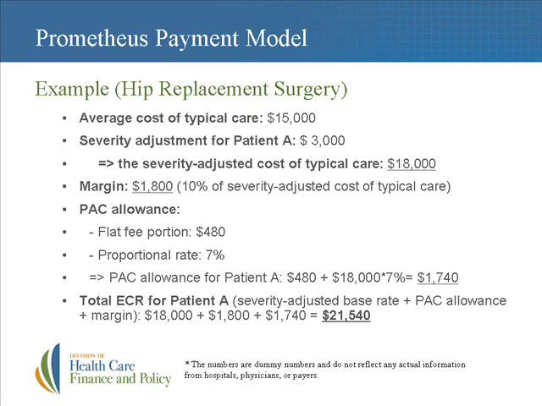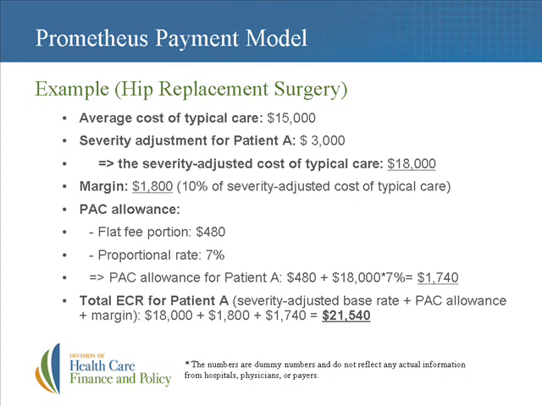There's an additional amount, too, called the proportional rate that's calculated by taking into account the volume of cases and the total costs of the care. And again, greater detail on this can be found in that report that was published this Friday. So the result here is a total PAC allowance of $1,740, and then a total evidence-based case rate for patient A equal to $21,500.